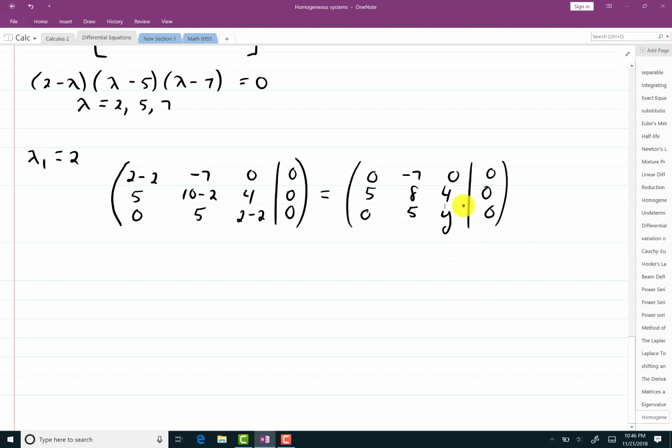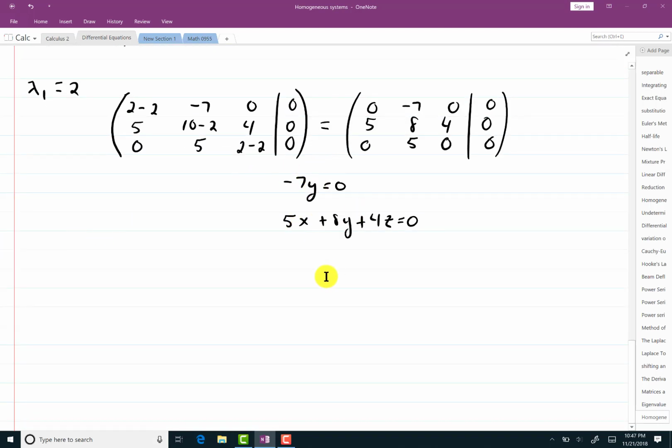I do not know why I put that y there. That should be a 0. Well, notice here's what we have as far as our equations. I don't care about the first and last one so much. The first equation tells me that negative 7y equals 0, and the middle equation tells me that 5x plus 8y plus 4z equals 0. Notice that negative 7y equals 0 forces y to equal 0, so this equation down here becomes 5x plus 4z equals 0.